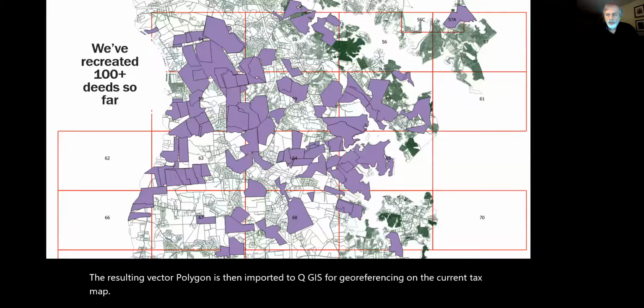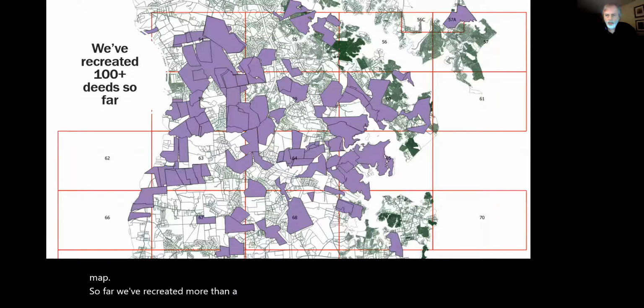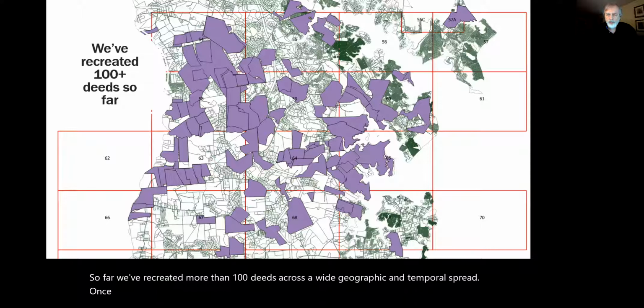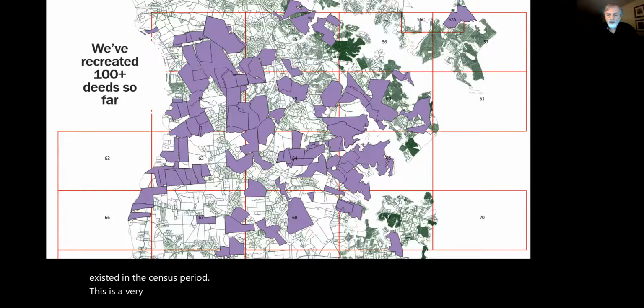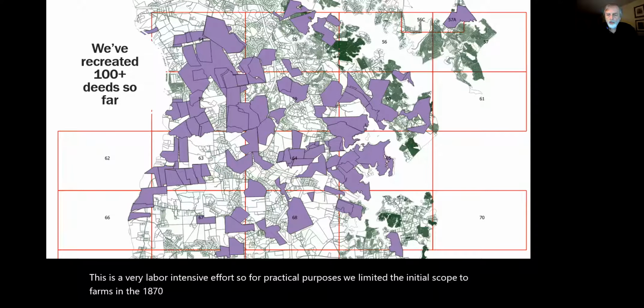So far, we've recreated more than 100 deeds across a wide geographic and temporal spread. Once we've recreated a set of deeds, we assemble them into farms as they existed in the census period. This is a very labor-intensive effort, so for practical purposes, we limited the initial scope to farms in the 1870 census. Let's look at one example of a plat, starting with Hopkins' 1878 historical map depicting landholders during this period.